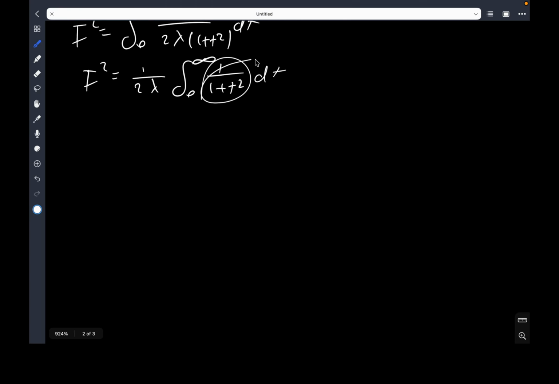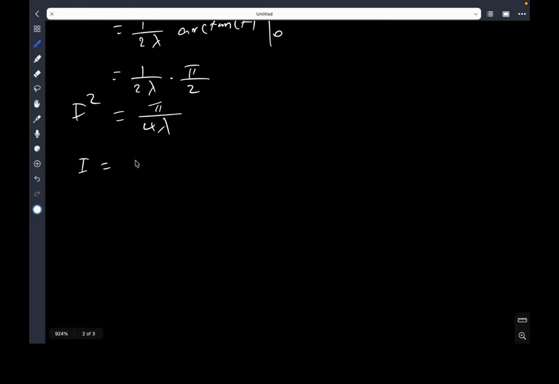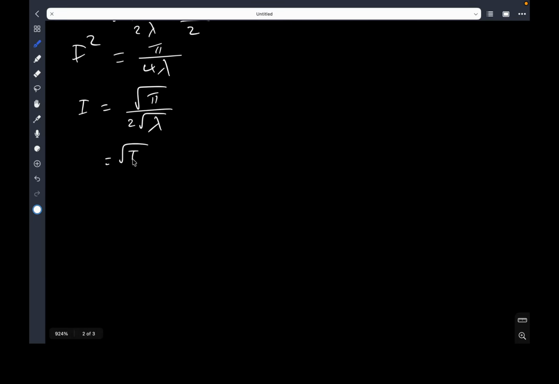And this integral is arc tan of t from 0 to infinity. And calculating this limit gives us pi over 2, which is pi over 4 lambda, meaning I squared, and I is root pi over 2 root lambda, which means root pi over 2 times 1 over root lambda.